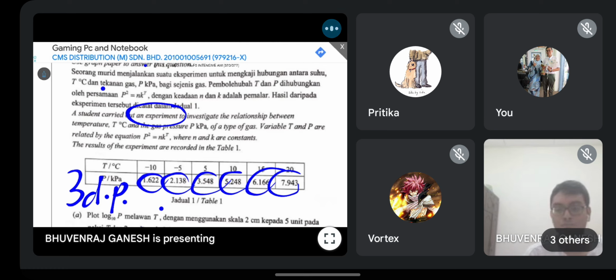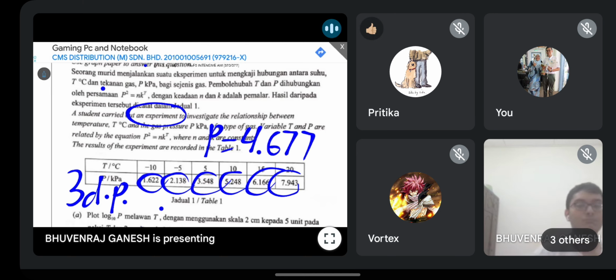Follow back the jadual. Anti-log, the power will become whole number, right? Doesn't mean it's whole number. It depends on the equation. You can see just now my p was 4.677. Okay, so it's not whole number. No need to round off to whole number because your jadual is 3 dp. Okay, so follow back the jadual.